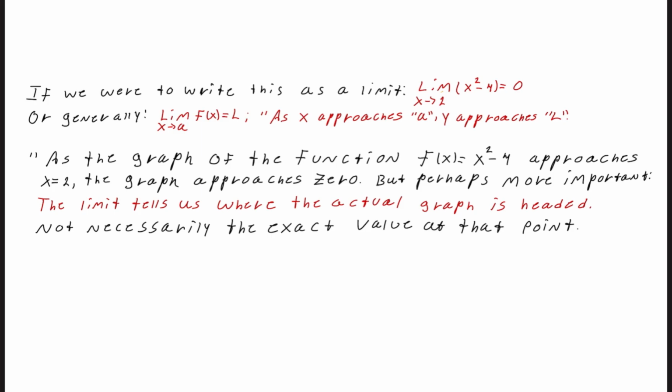As the graph of the function f(x) equals x squared minus 4 approaches x equals 2, the graph continuously approaches 0. But more importantly, the limit tells us where the graph is headed, the direction it's headed in, not necessarily the exact value.